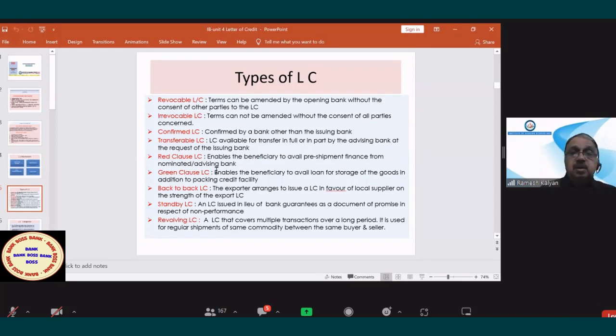Means this kind of transaction can take place in case of vendors or something like that? Yes, that's correct. Okay, right. Yes, sir. Thank you.